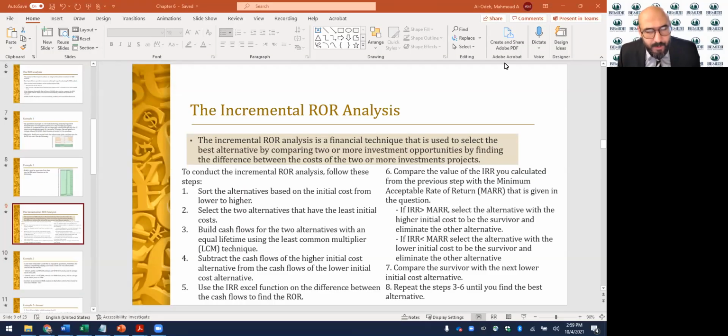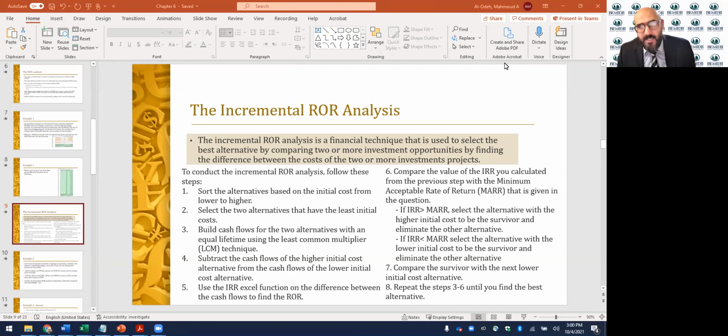Hello again. We're going to continue on the ROR analysis, and in this video we will be talking about conducting ROR analysis for more than one alternative. If you have more than one alternative, you should consider using the incremental analysis.